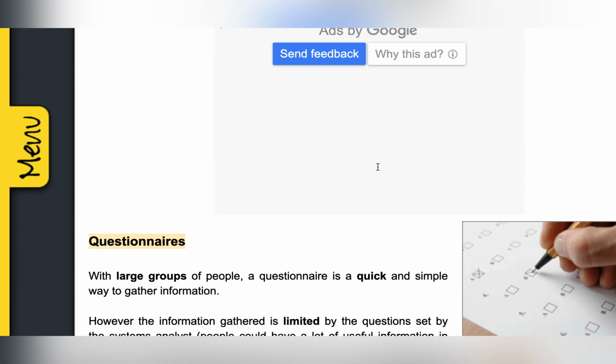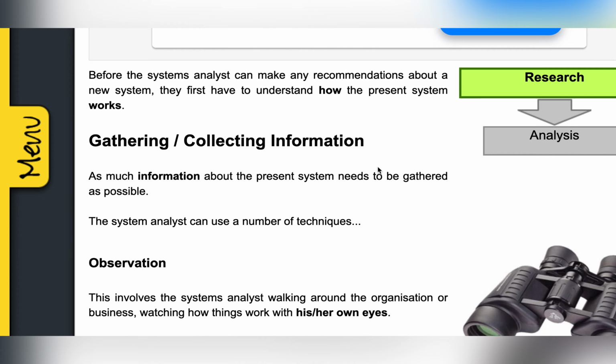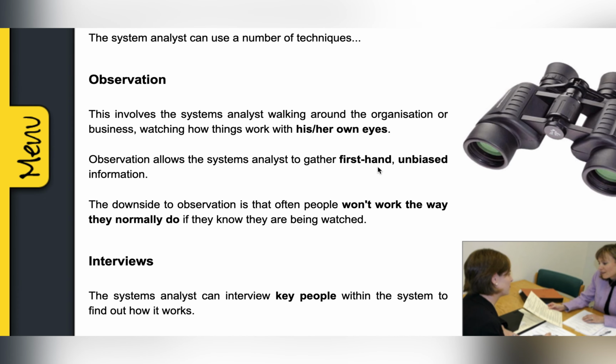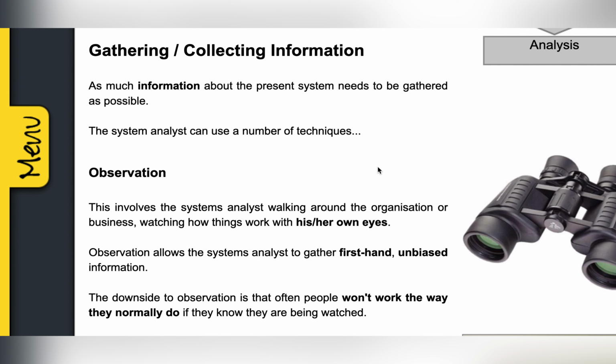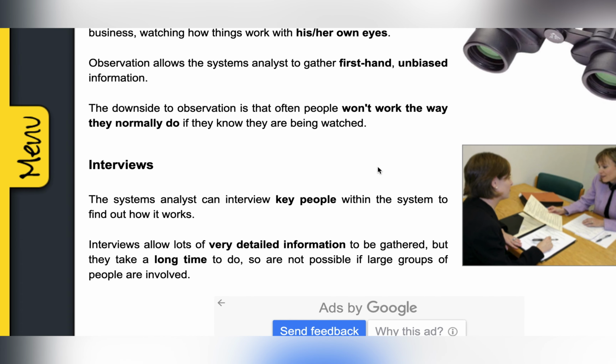So we've mentioned four ways of collecting or gathering information. Number 1 is observation, and we stated the advantage and the disadvantage of observation. With observation, you'll be there firsthand and you'll be able to watch the employees as they do their work.